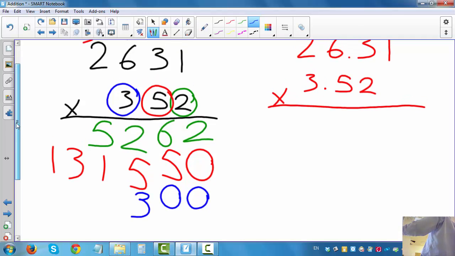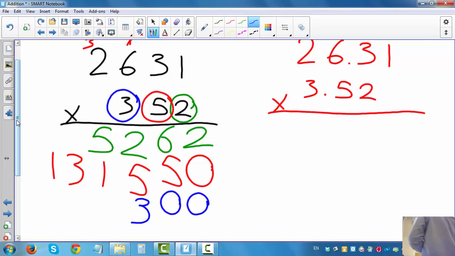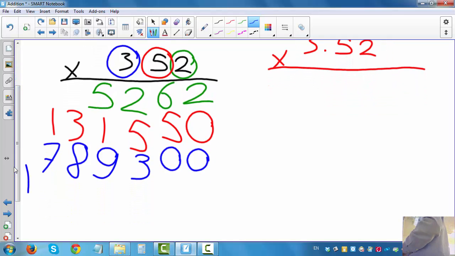And then 3 times 3 is 9. Let's write it down here. 3 times 6 is 18. And don't write them together. The 8 goes down here. The 1 goes up here. And the last, 3 times 2 is 6. 1 more makes it 7. Almost finished with the multiplication.